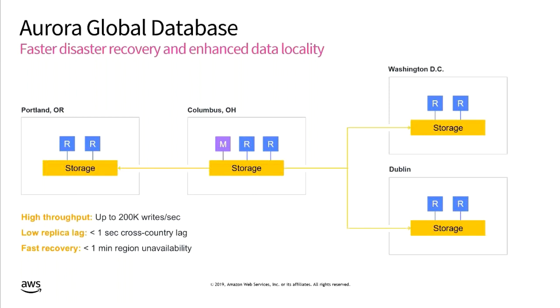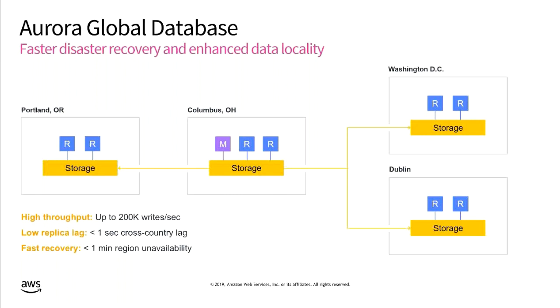So the reason to create a global database is usually one of 2 things. It's either to be able to do low latency reads in the other region. So I might have a copy of my application, or any application that needs this data, running in Washington, D.C., for example, and it would be reading the data from those local read replicas. And that way it can read data without having to go to Columbus and read it from there. So the reads are very quick and they're using a local copy of the data.